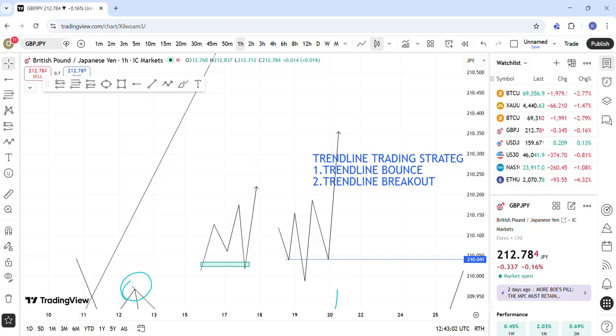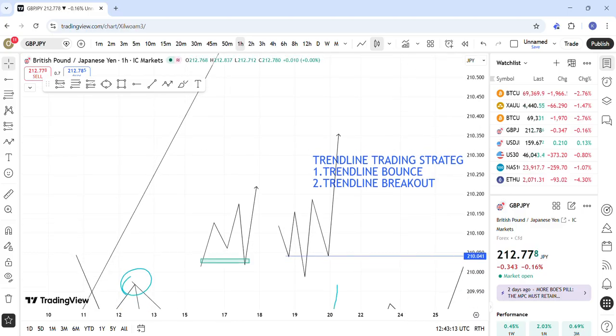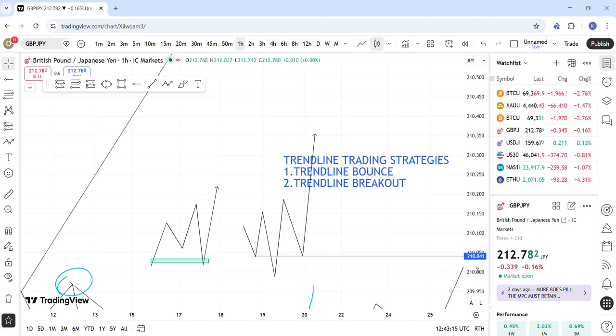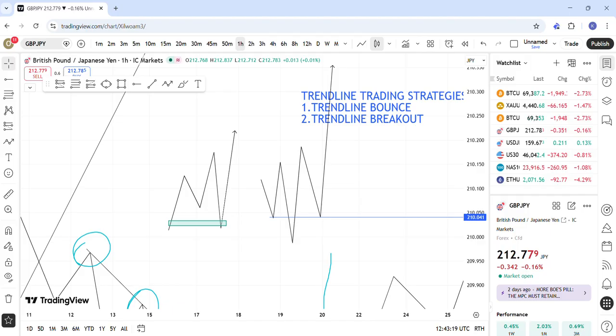Then again, this works very well on deriv. I'll show more of that tomorrow. Yes, I'll head over to deriv chat and show you more of trendline breaks and trendline bounces that played out very, very well. Yeah. Without that, let's call it a day.